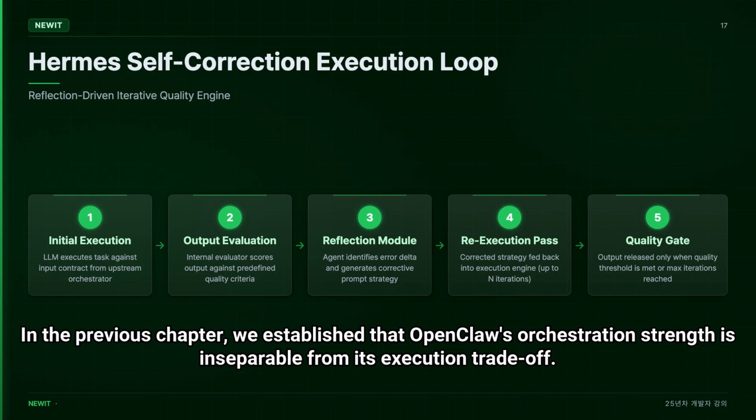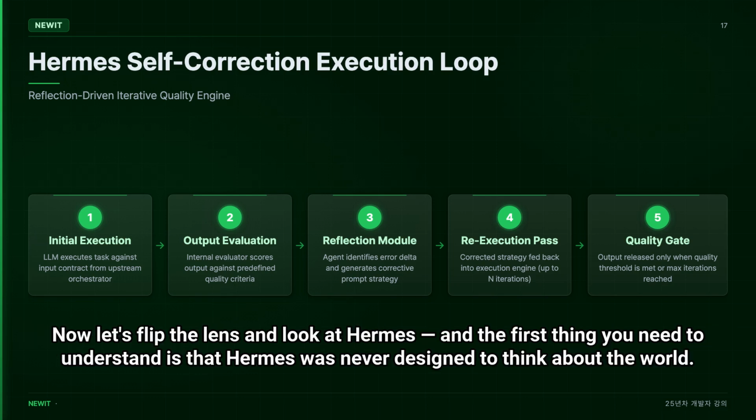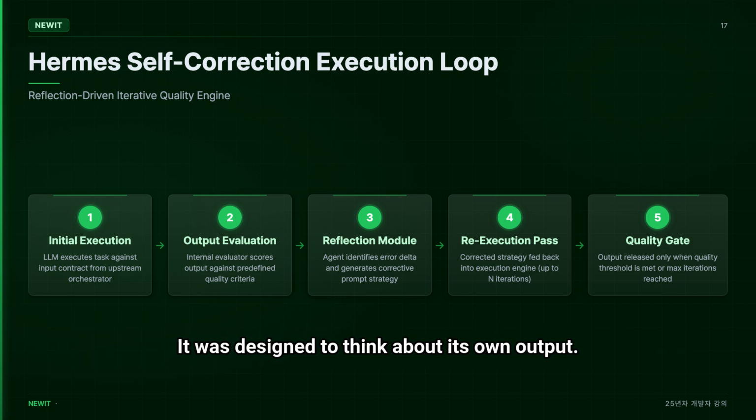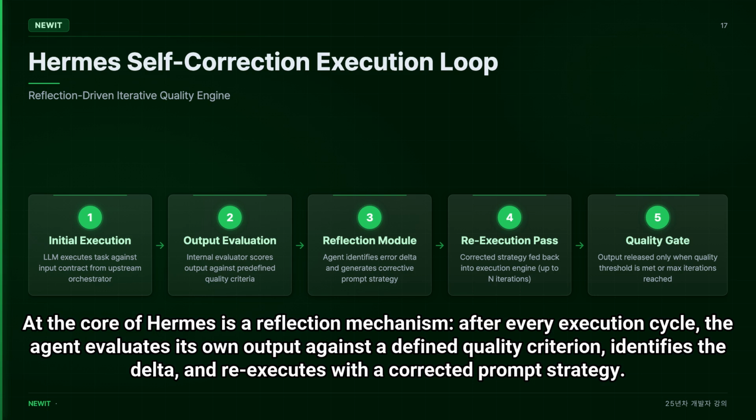In the previous chapter, we established that OpenClaw's orchestration strength is inseparable from its execution trade-offs. Now let's flip the lens and look at Hermes. And the first thing you need to understand is that Hermes was never designed to think about the world. It was designed to think about its own output. At the core of Hermes is a reflection mechanism. After every execution cycle, the agent evaluates its own output against a defined quality criterion, identifies the delta, and re-executes with a corrected prompt strategy.